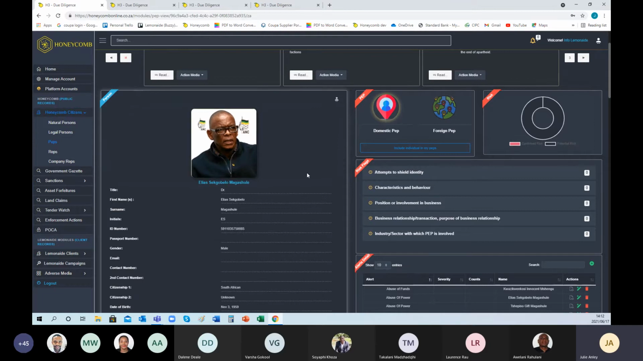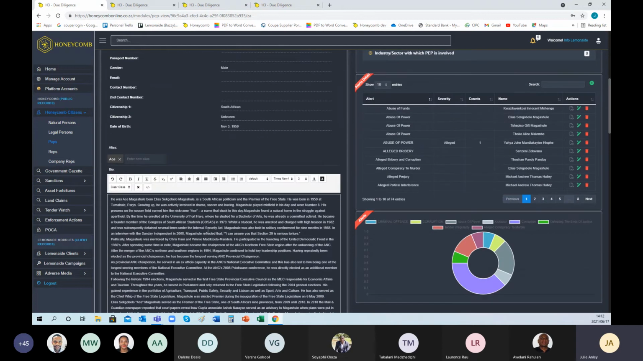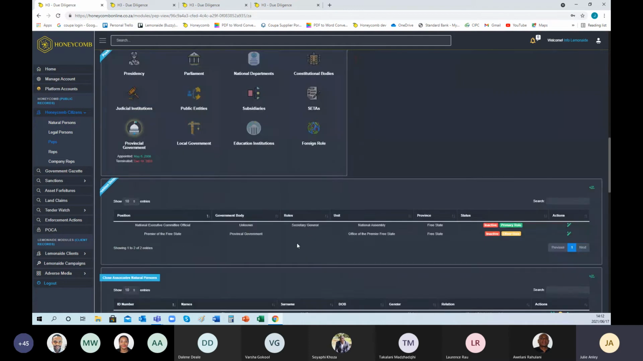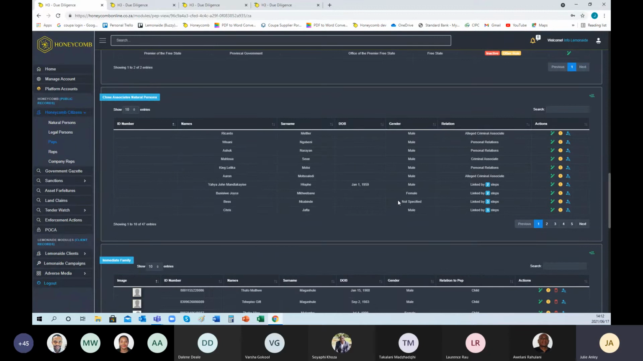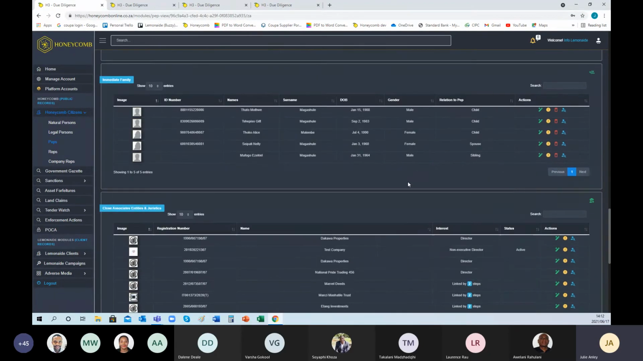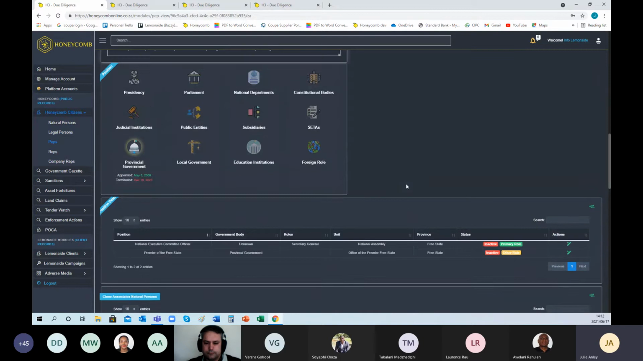You can see this is his name. I have got certain risk flags that have popped up. I've got a full biography of him. I can see the position that he holds, that he has held, and also current or close associates, his natural people that are related to him, immediate family, close associates and entities, etc., etc.